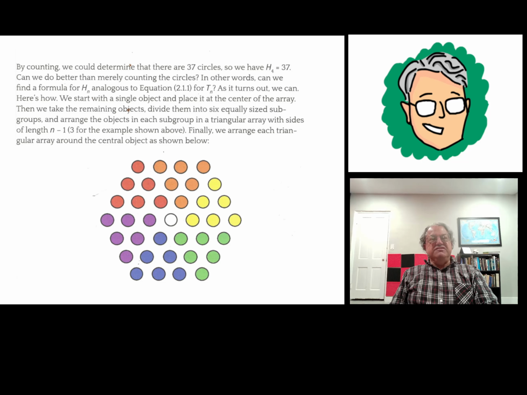But we can write this down. It's 6Tn minus 1. So Hn is 6 times Tn minus 1. But then don't forget there's also another circle in the middle that's not colored. So you have to add 1 when you're done. So that's how you get a formula for Hn. Hn is 6 times Tn minus 1, plus 1.